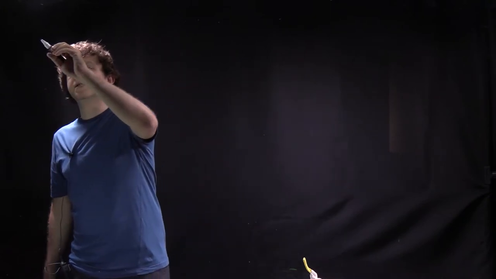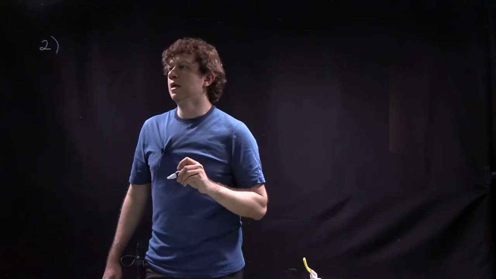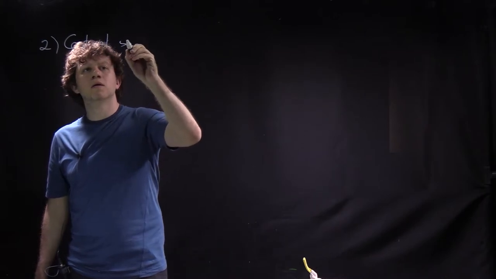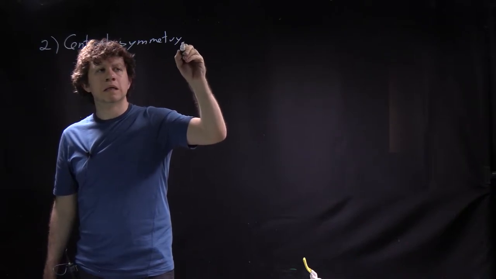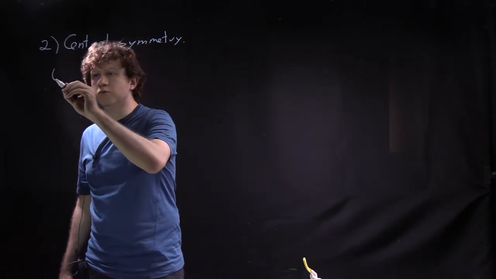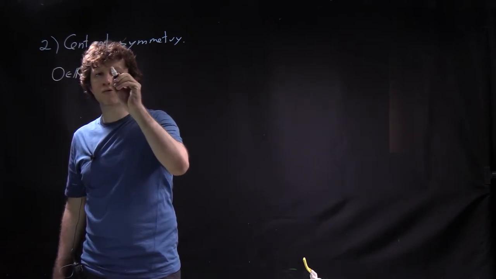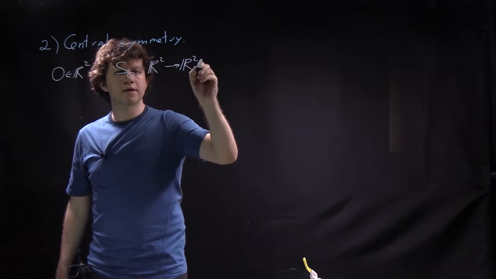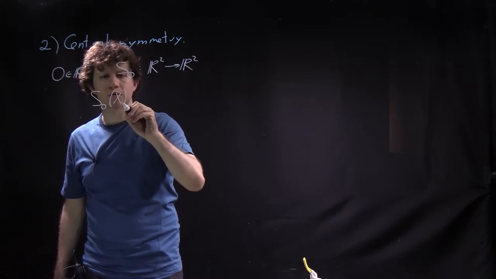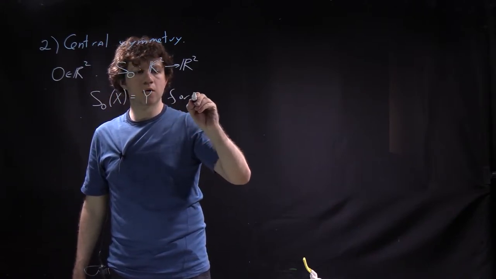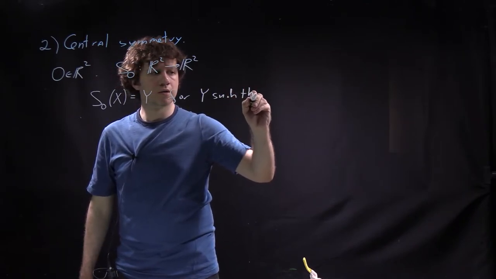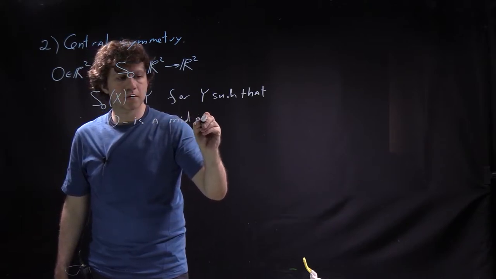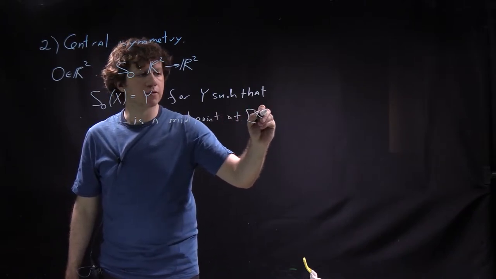Okay, let's move to the second example of an isometry, a very important one. The second example is central symmetry. Let's pick a certain point O in R2, and then we define a central symmetry with center O, which is a map S_O from R2 to R2, where S_O of x equals y for y such that O is the midpoint of the segment xy.